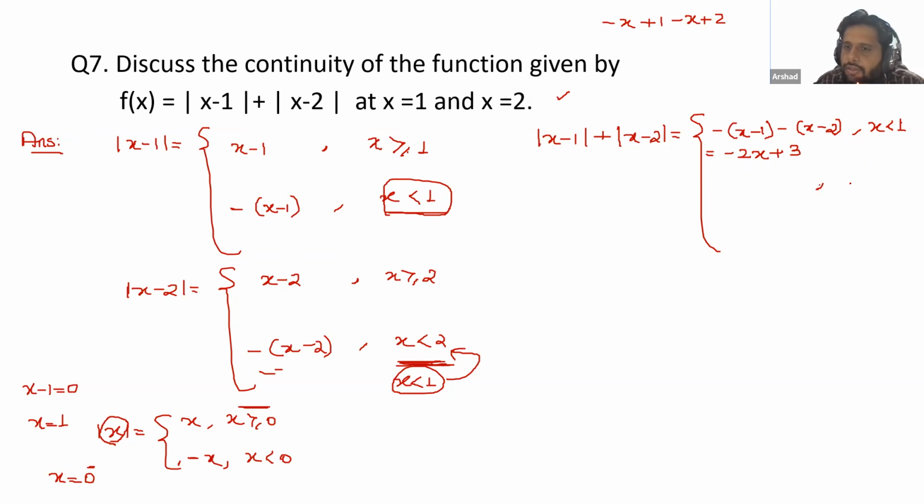Next, we will check x is greater than equal to 1. If x is greater than equal to 1, then who can tell me next? Darshan, can you tell me about the first function? If x is greater than equal to 1, then what about the first? It will be negative or positive?